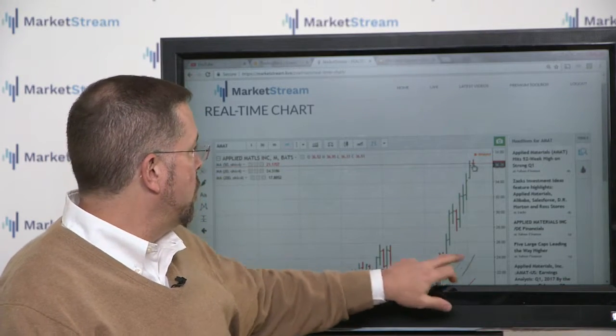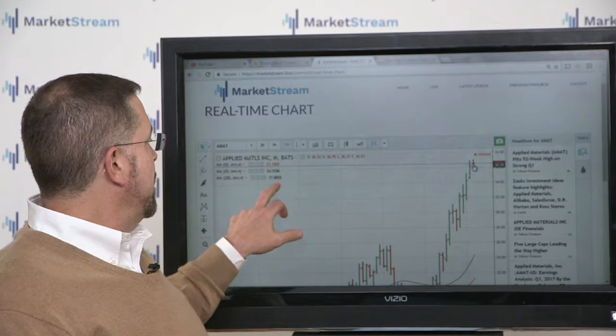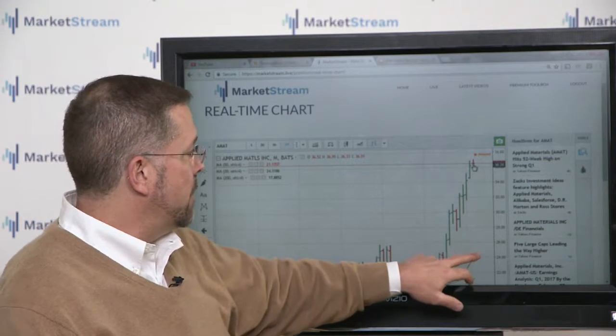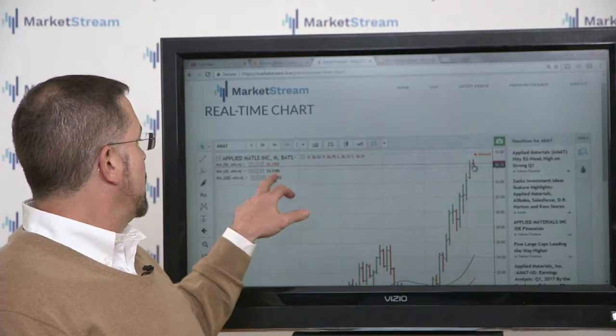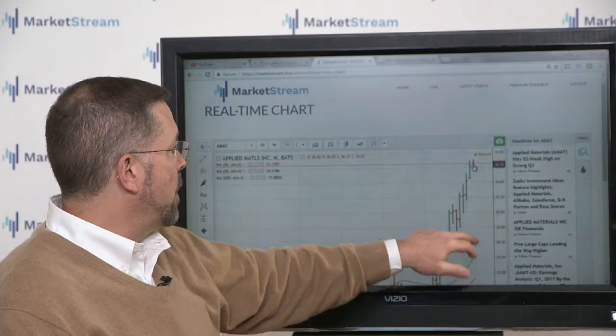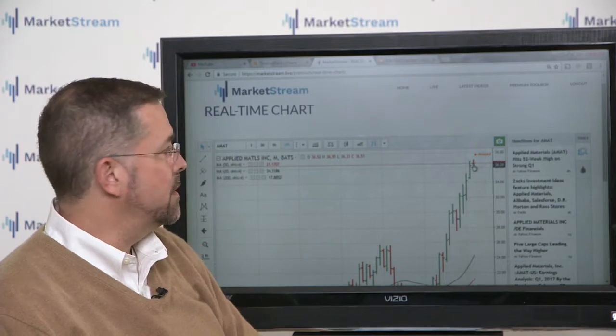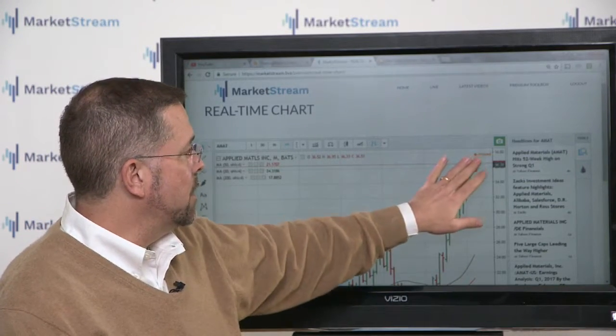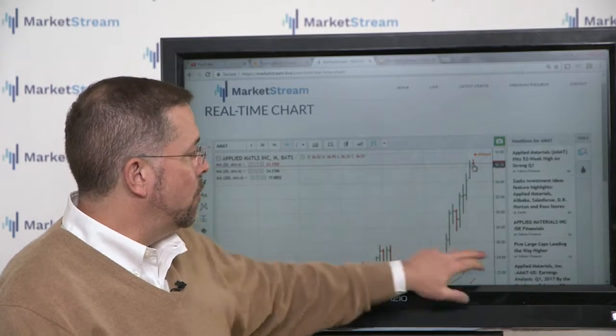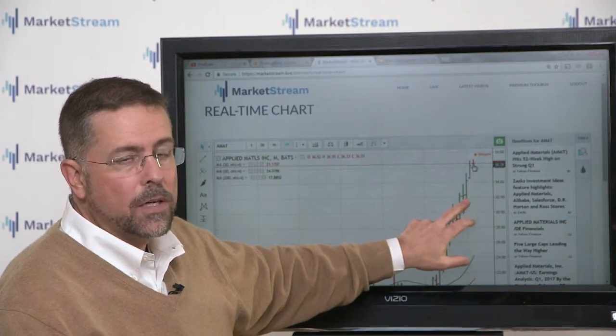Now it's well above its 20, its 50, and its 200-day moving average. As a matter of fact, the 20-day moving average comes in at $24. The stock's trading at 36 and some change. So you can clearly see a really nice uptrend. The bulls are wholeheartedly in control here.